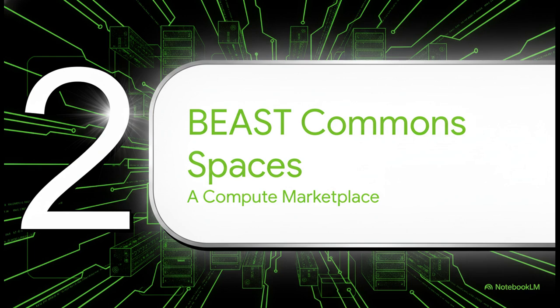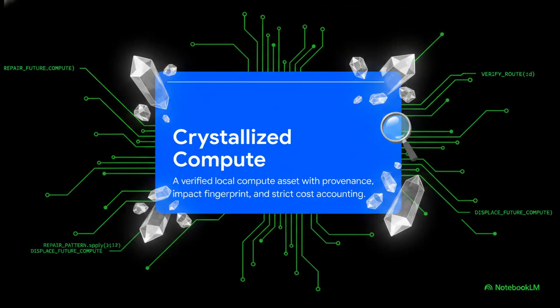Beast Commons Compute Spaces. So, you might be wondering, where does this new economic unit actually live and how is it traded? Welcome to the Beast Commons. And the currency here? Crystals. Now, a crystal isn't just a snippet of code. It's a verified local compute asset. It has a completely proven history, a specific fingerprint of what it impacts, exact criteria for when it can be replayed, and super strict cost accounting.